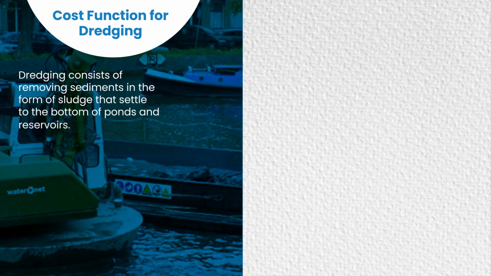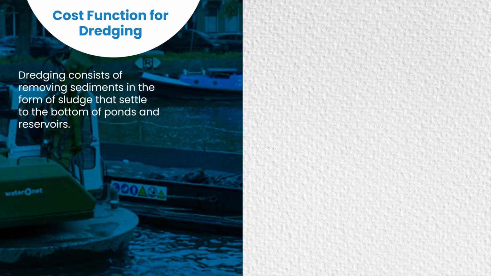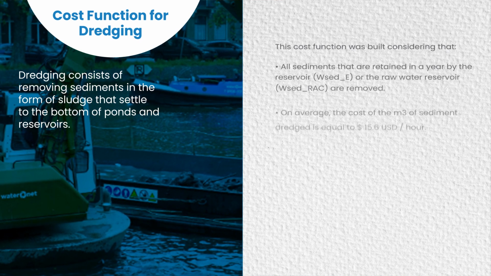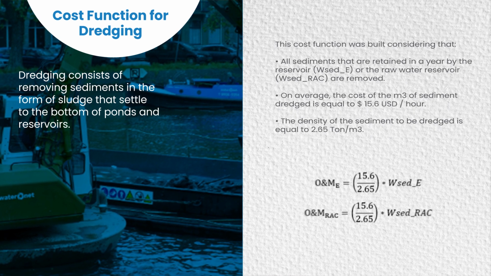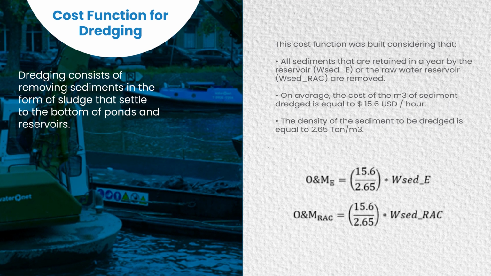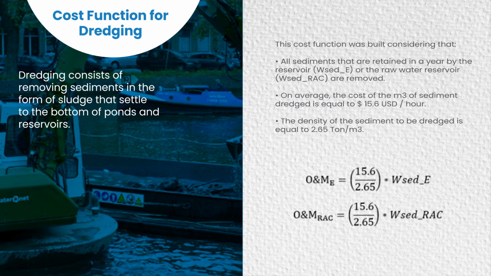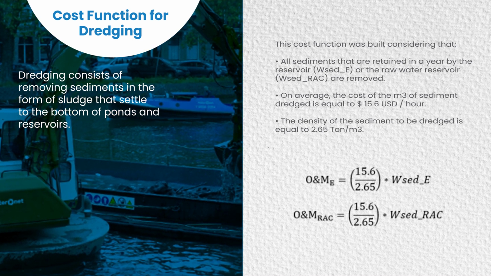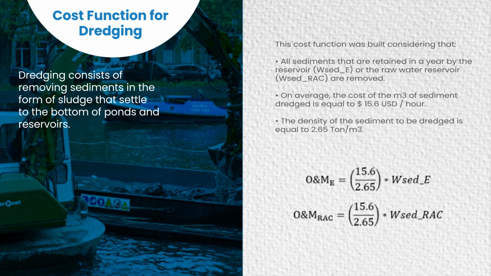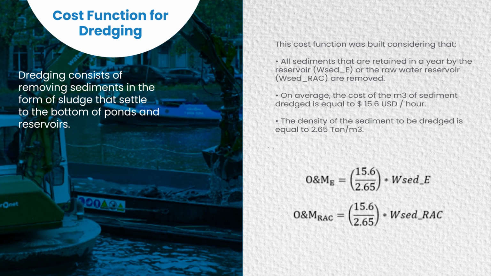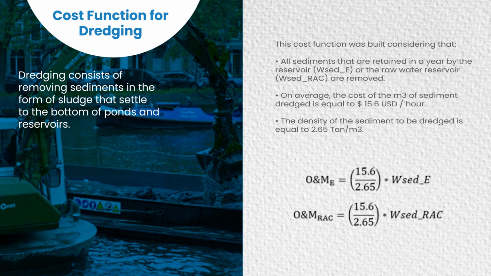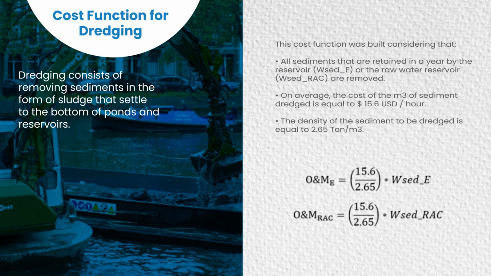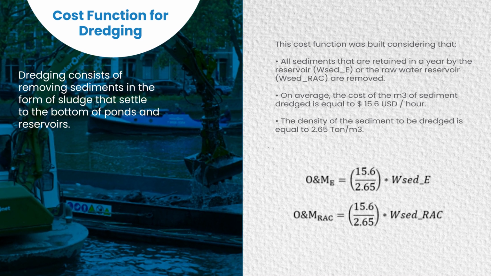Dredging consists of removing sediments in the form of sludge that settle at the bottom of ponds and reservoirs. The costs associated with this activity correspond mainly to labor and the provision of machinery for the development of this process. This includes fuel, repairs, maintenance, among others. It must be considered how all the sediments that are retained in a year by the reservoir are eliminated. You must identify dredging costs per ton.